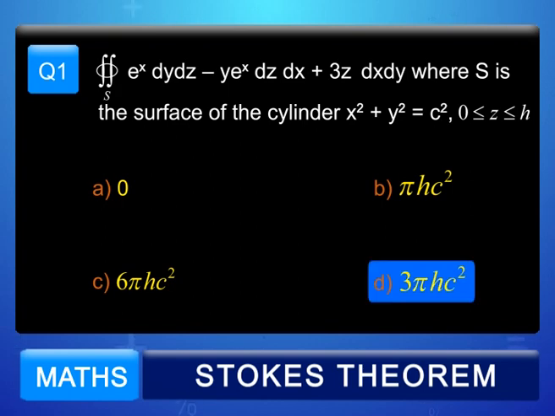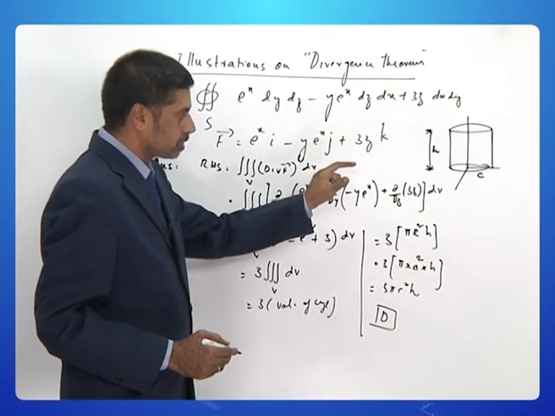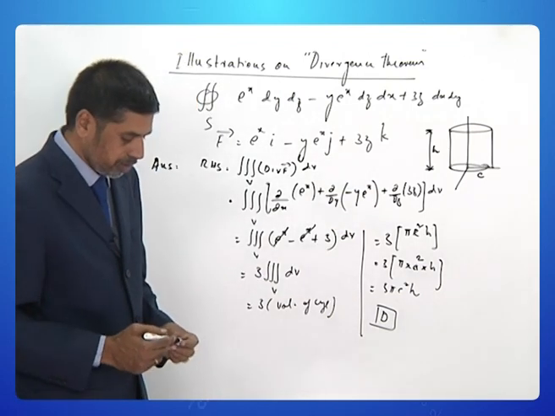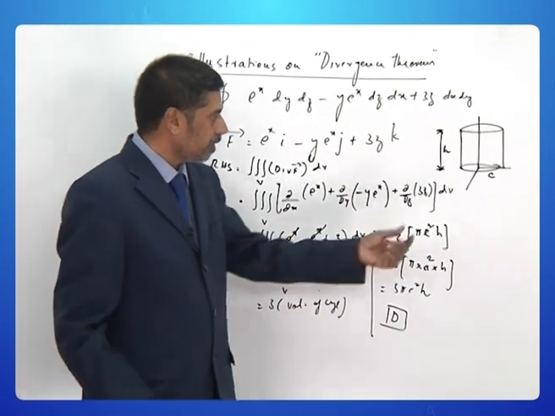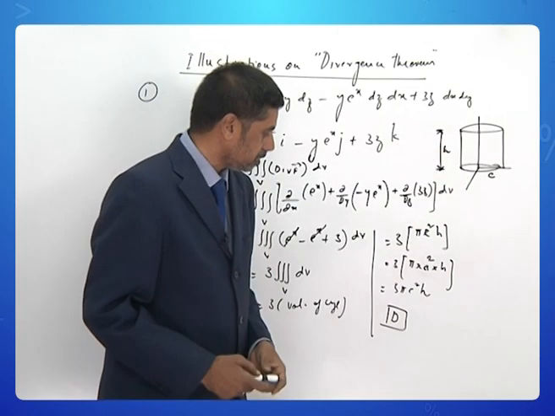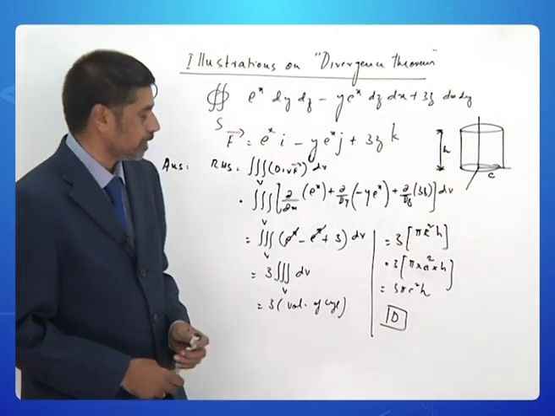So the advantage with this problem is no serious integration, just the volume of the cylinder. You must only know the dimensions of the cylinder. From the given equation, we can find out that c is the radius and h is the height of the cylinder. Let's go to the next question.